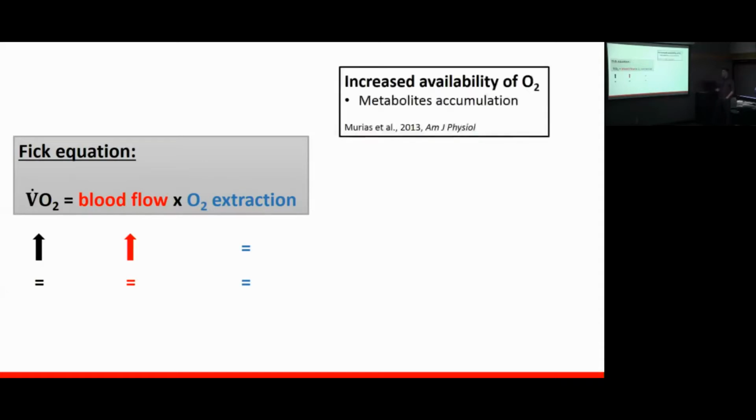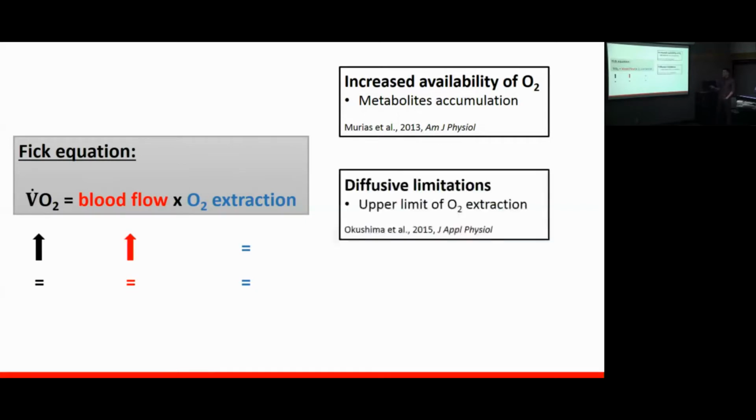The first one revolves around the notion that we have an increase in blood flow due to the local accumulation of metabolites, hydrogen ions, lactate, and so on, which would trigger a vasodilatory response, which attenuates the need to extract oxygen. On the other side, we can have diffusive limitation between the capillaries and the muscles, with this setting a sort of upper limit in oxygen extraction. So we cannot anymore extract oxygen above this metabolic rate, according to this hypothesis.